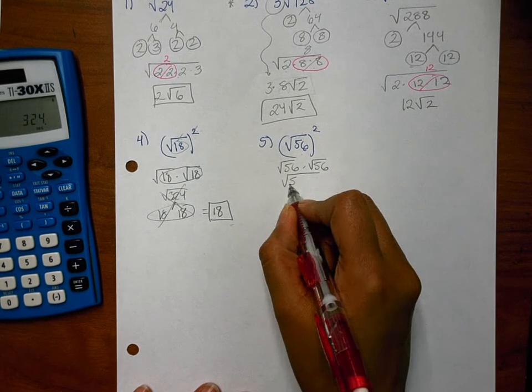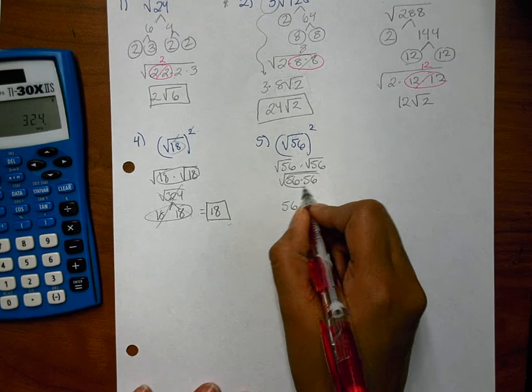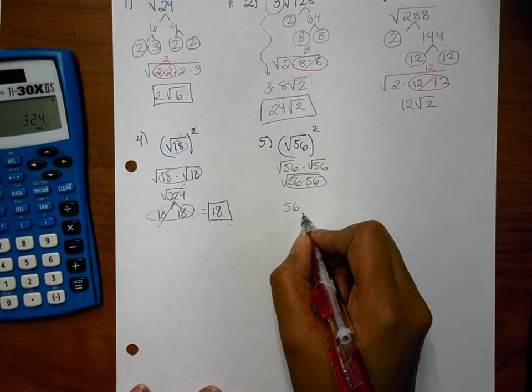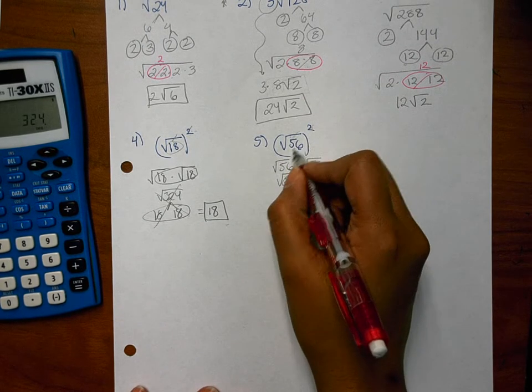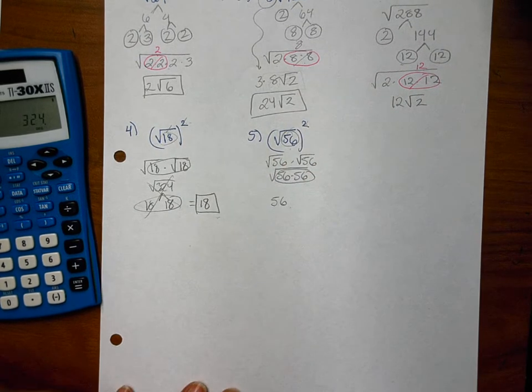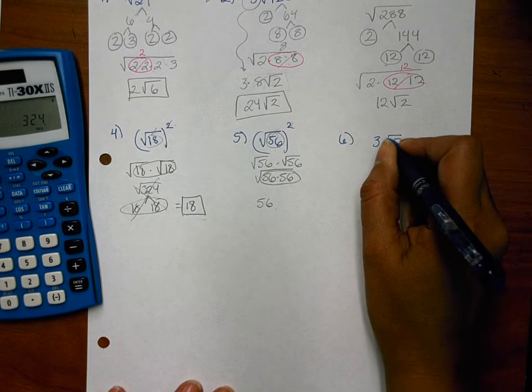You have root 56 times root 56. You don't have to show all this work I'm about to show. I'm just showing you how it works. It is a pair. It comes out as just 56. I'm hoping eventually you can just say, oh, inverse operations, they undo each other. You're left with what's on the inside.